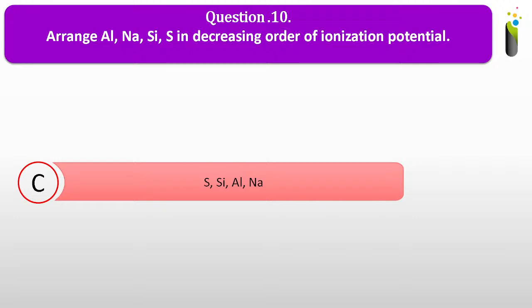And the correct answer for this question is C. It's sulfur, silicon, aluminium, and sodium. Going ahead to question number 11.